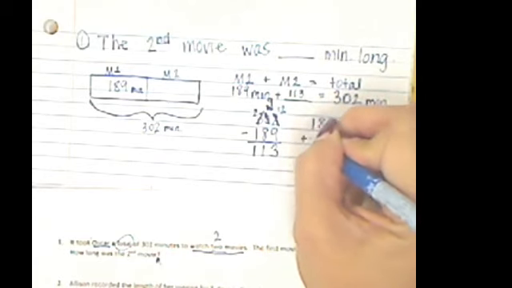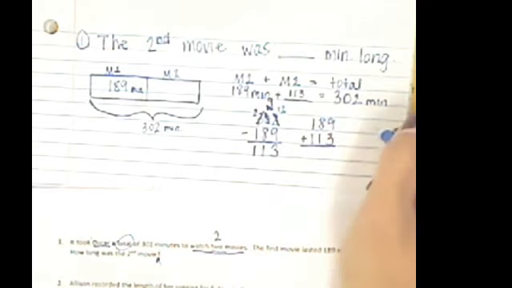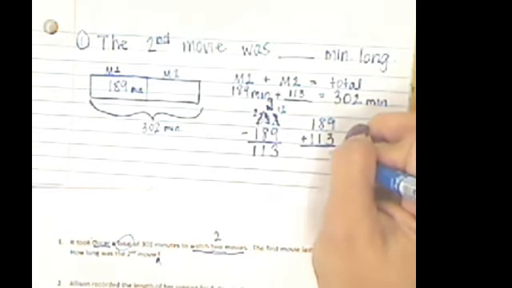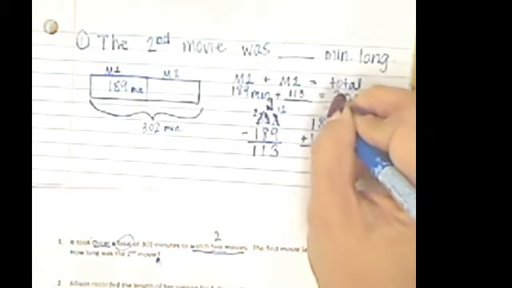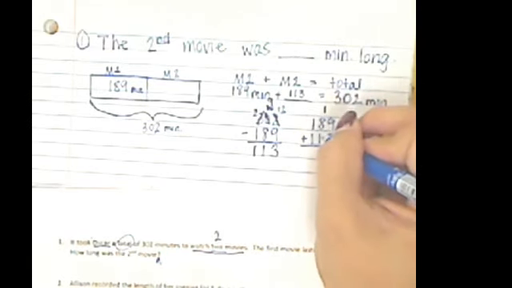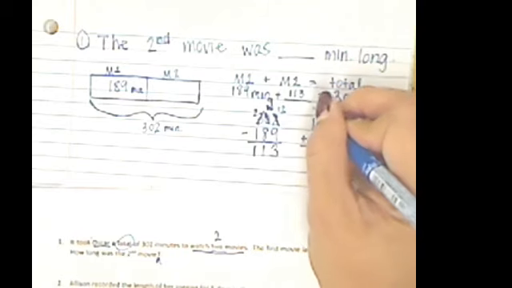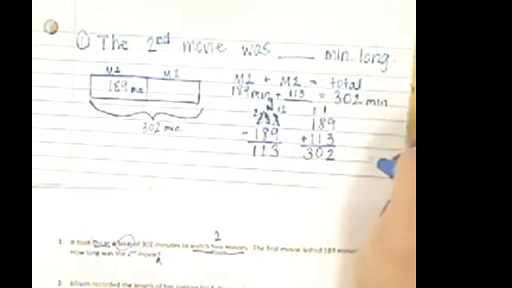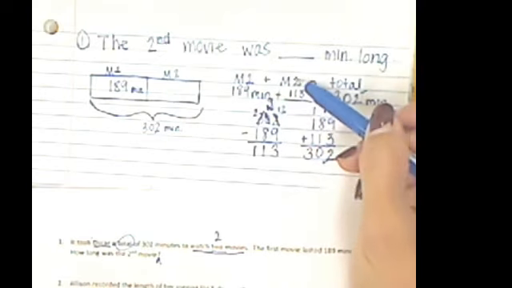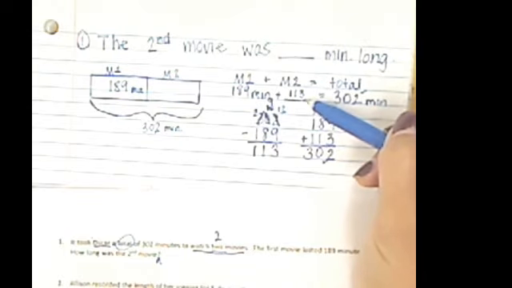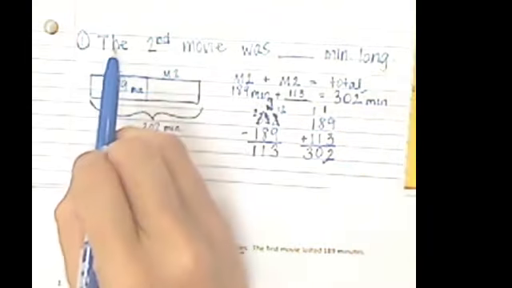189 plus 113. 9 plus 3 is 12. So that's a regrouping situation. So we're going to write down the 2, regroup the 1, 8, 9, 10. Regroup, 1, 2, 3. And look at here. We got the same answer as what the original problem gave us. So we know that our math was correct. So the second movie, movie 2, was 113 minutes long. And that's your solution.